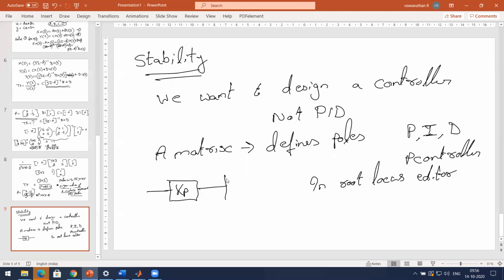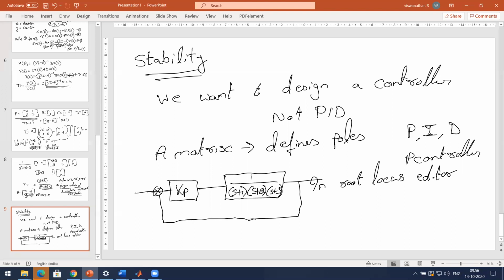Say this is a transfer function, 1 divided by (s plus 1) into (s plus 2) into (s plus 3), say. Okay. Now, if you want to control this, so what are you doing with this when you change the value of kp? What is that? What is changing?